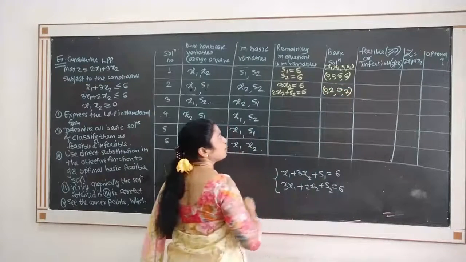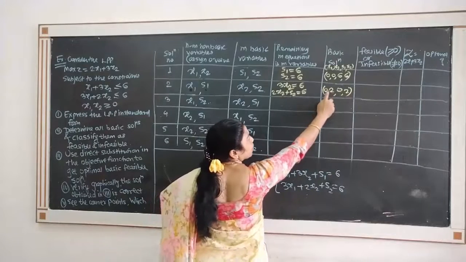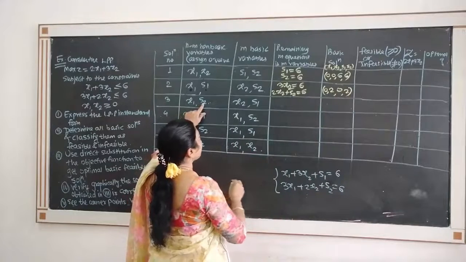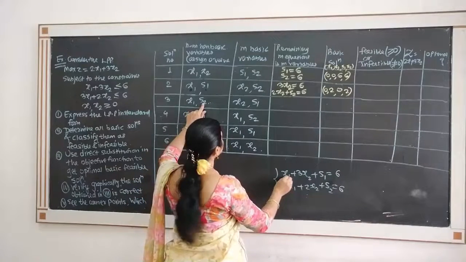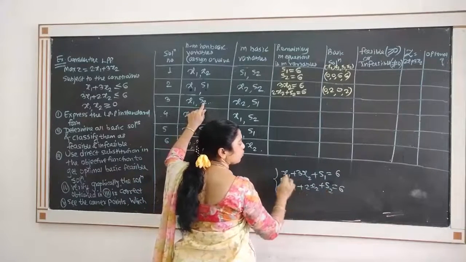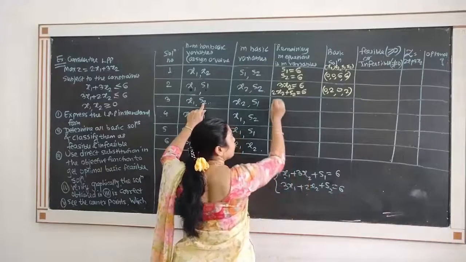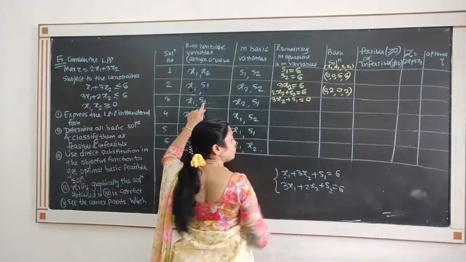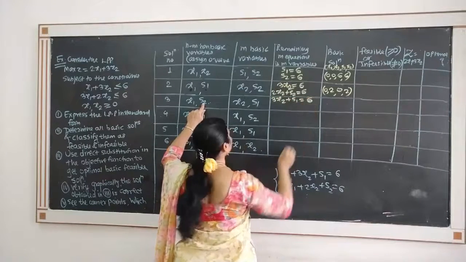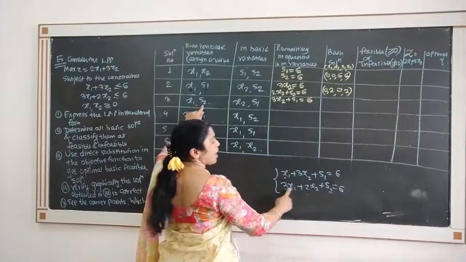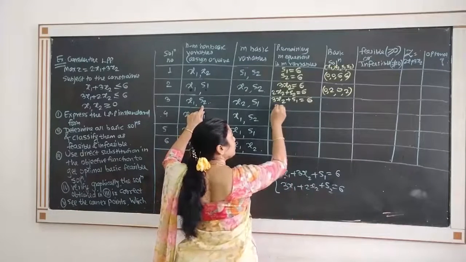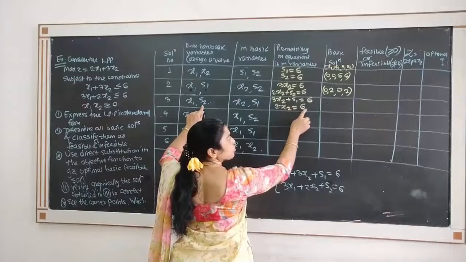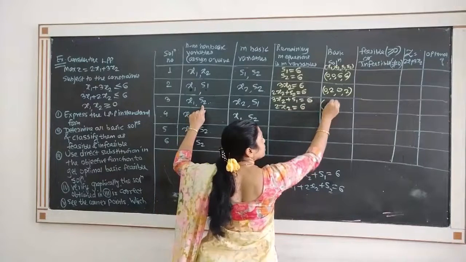So the next solution is 0, 2, 0, 2. Now see this. Put x1 and s2 equal to 0. We are substituting x1 and s2 as 0. So what do we get? The first equation remains 3x2 plus s1 equal to 6, and the second equation, after substituting x1 and s2 equal to 0, remains with 2x2 is equal to 6. So this gives us x2 is equal to 3.